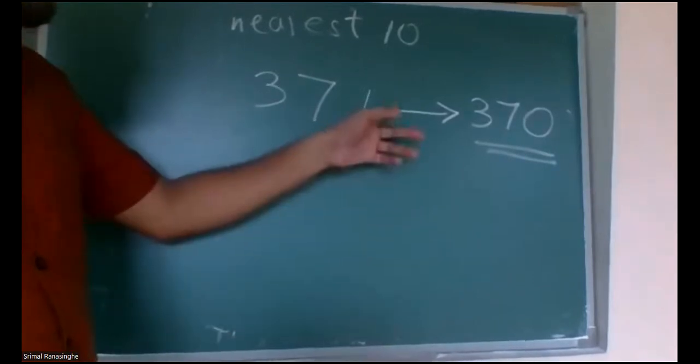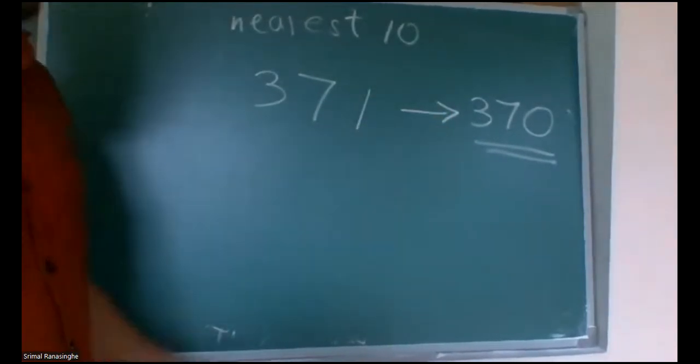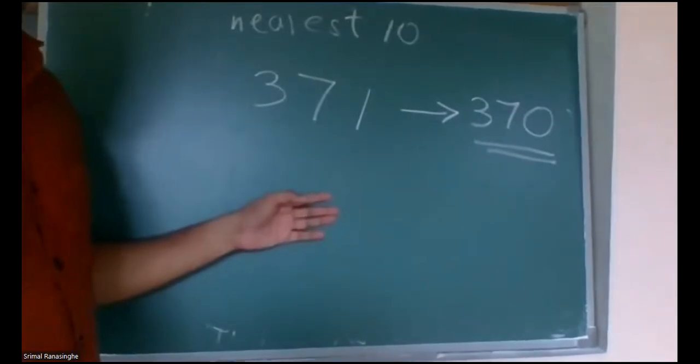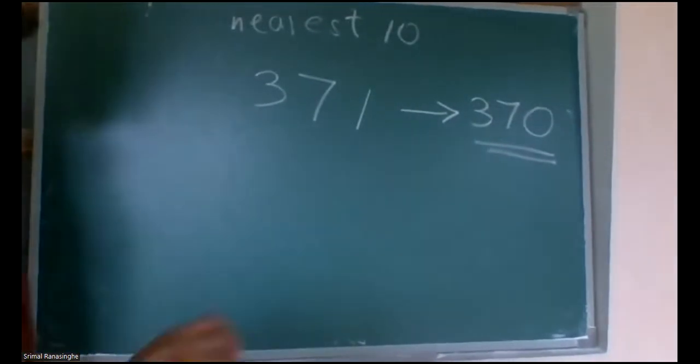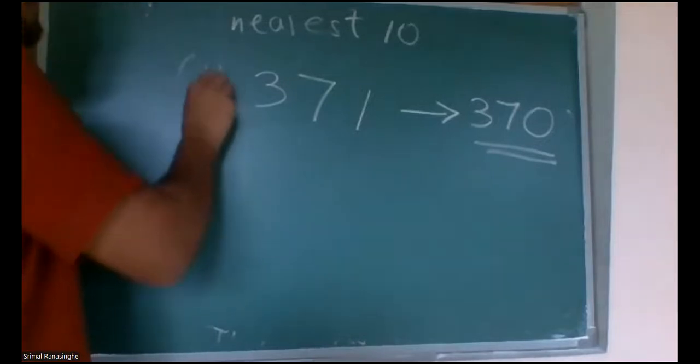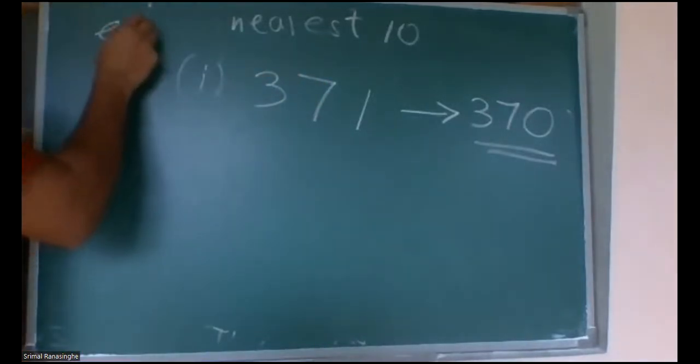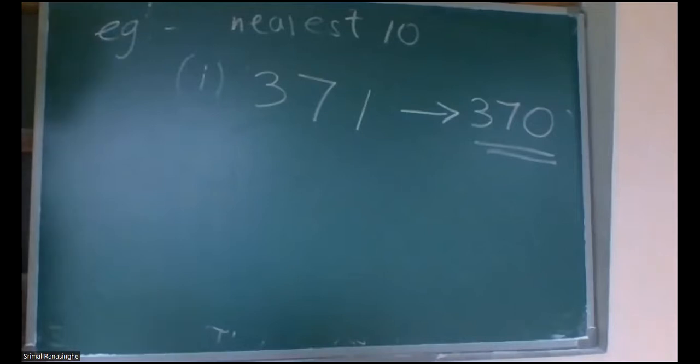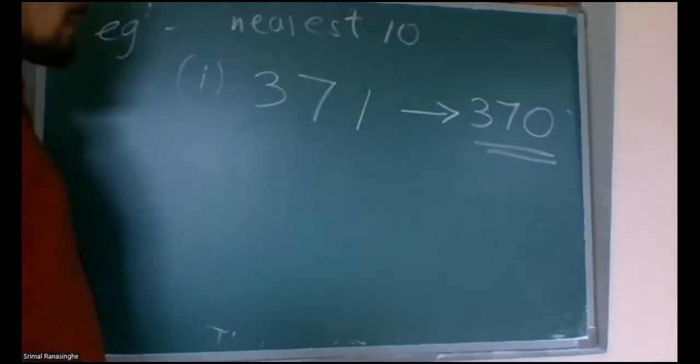Understand why I put an arrow here? You can't put an equal sign because this one is not equal to this one, right? That's why I put an arrow. Understand? Okay. So if you write like this, you can write some examples under this one, right? Then you can go for the next.